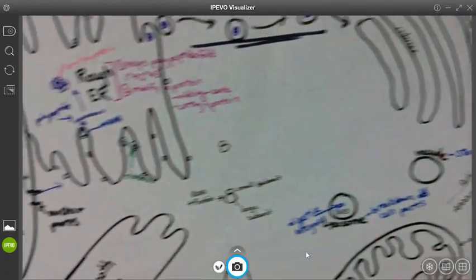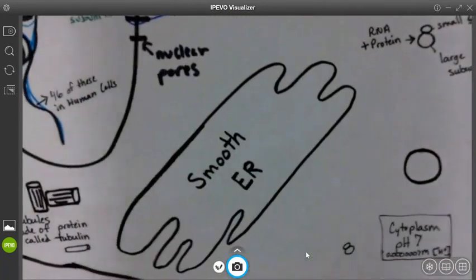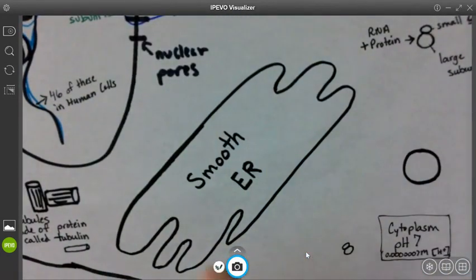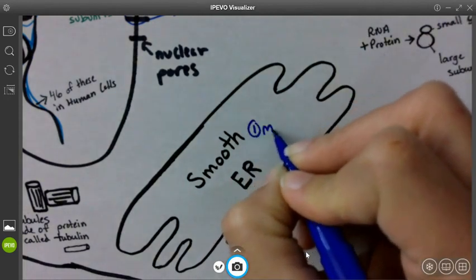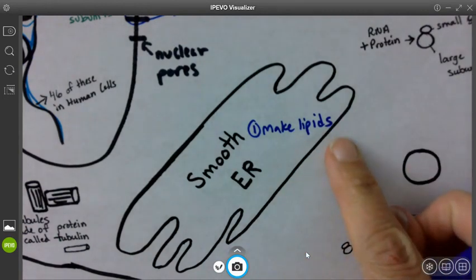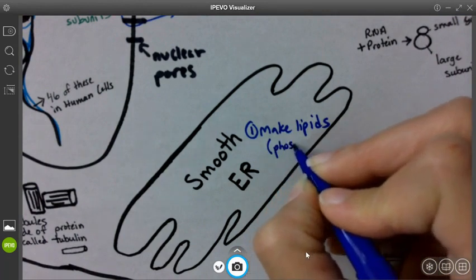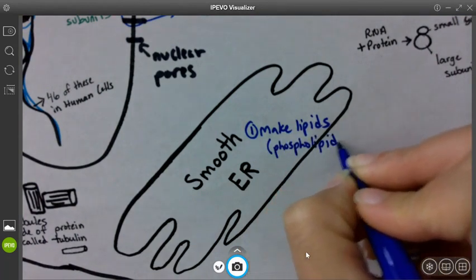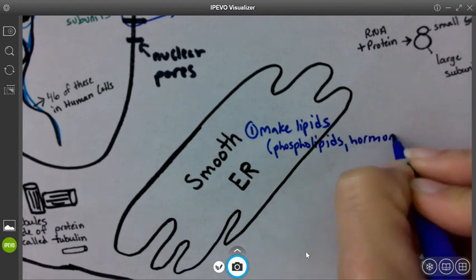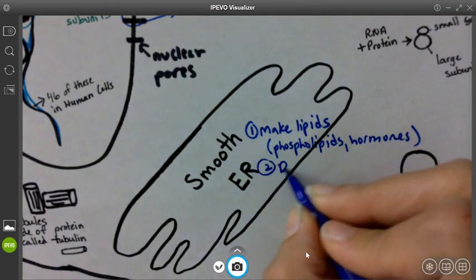The smooth ER is also on this big sheet. The smooth ER is again made up of a series of phospholipids. But while the rough ER is involved in the synthesis and modification of proteins, the smooth ER is involved in a couple things. It makes lipids. For example, your phospholipids are made in the smooth ER. Other lipids would be hormones. So it could make phospholipids, hormones, etc. It also detoxifies.